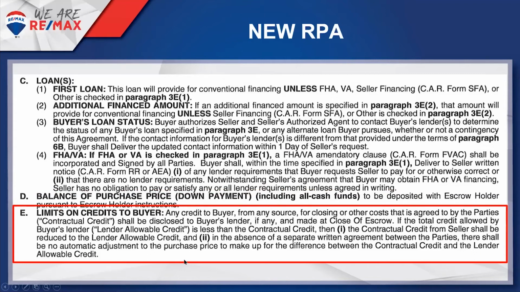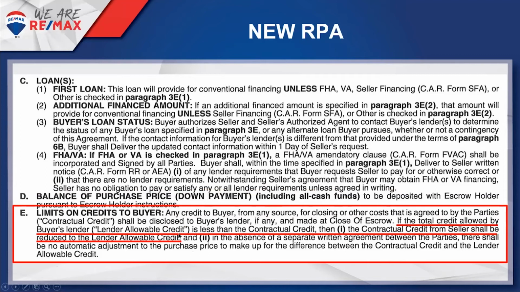Limits to credit. Lenders do not allow buyers to walk away with money. That's the simplest way to look at it. So if the seller is going to give the buyer credit, that information must be disclosed to the buyer's lender. And that amount cannot exceed what the lender will allow.